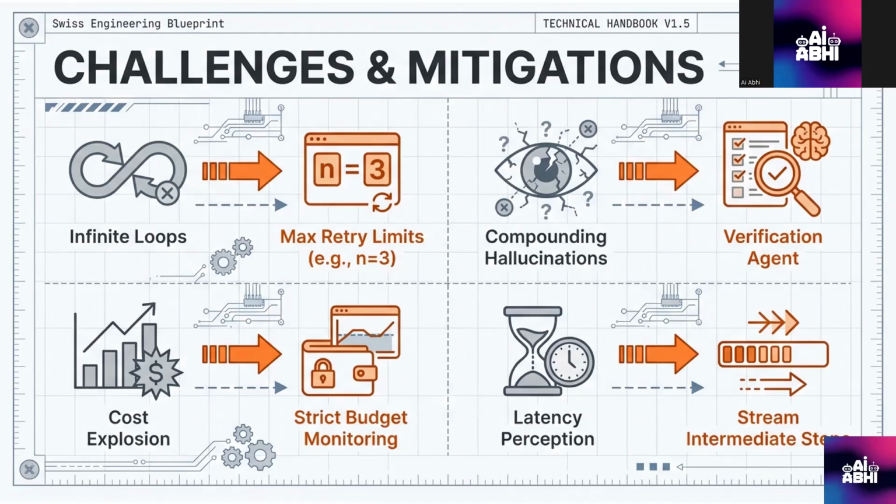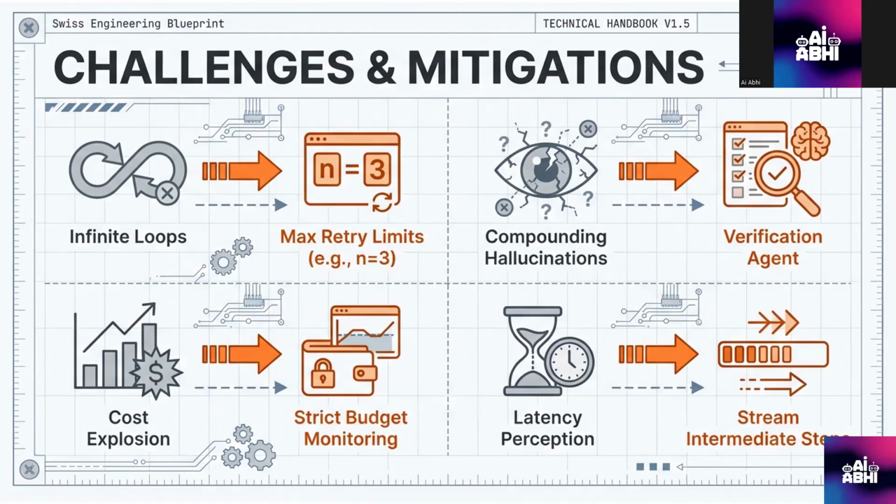Always set a maximum retry limit. 3 to 5 iterations is a good default. Challenge 2 is compounding hallucination. Here's a scary one. The agent retrieves some context, generates a partial answer, then uses that partial answer to form its next search query. If the partial answer has a hallucination, then the next search is based on false information, which leads to more false results, so the error compounds. This is why the verification agent pattern is critical in production systems.